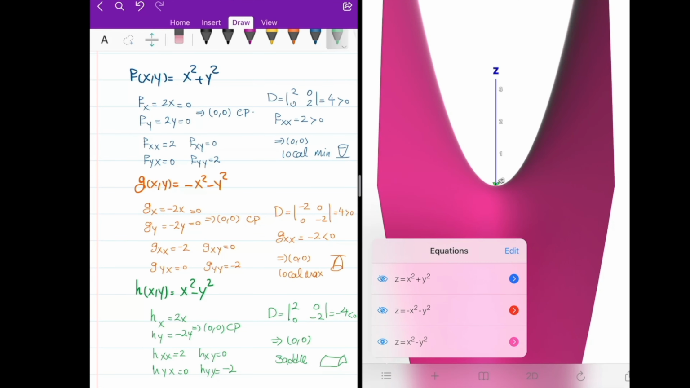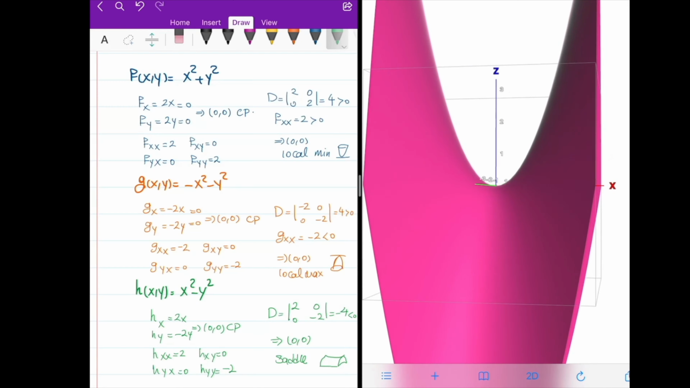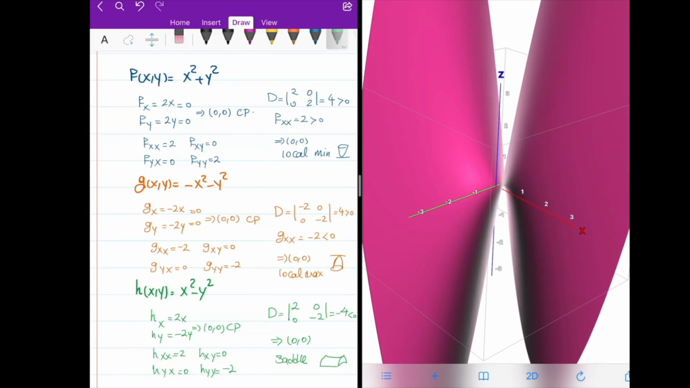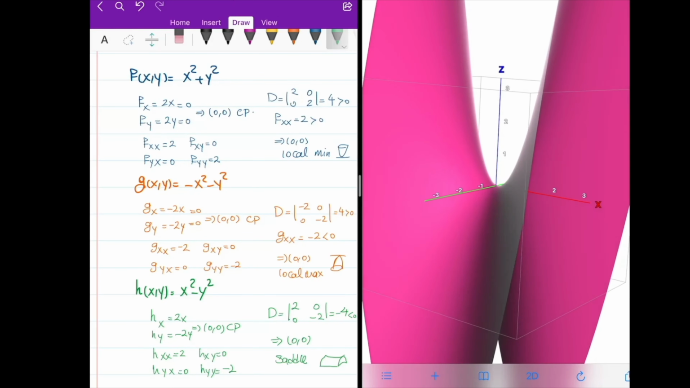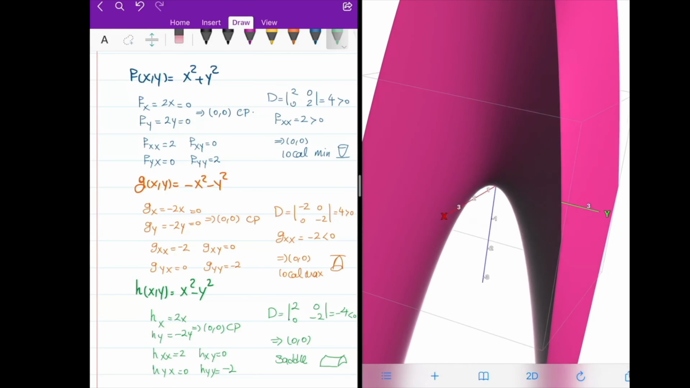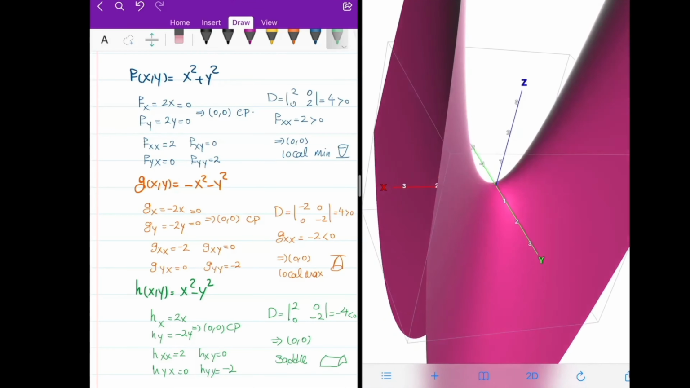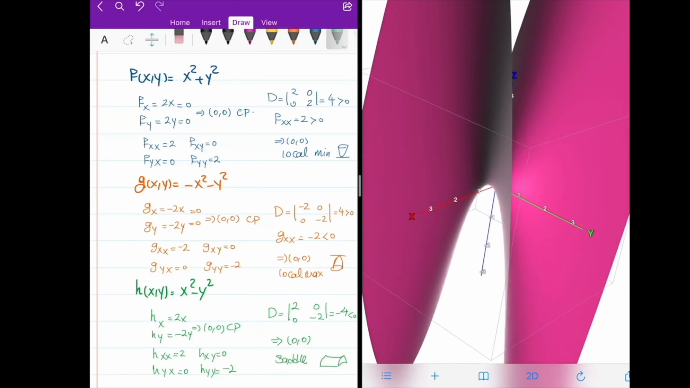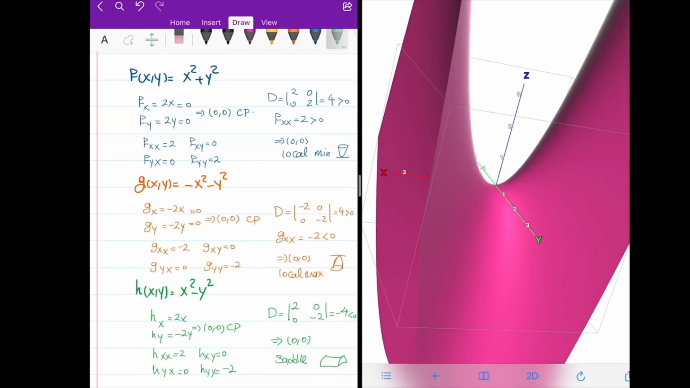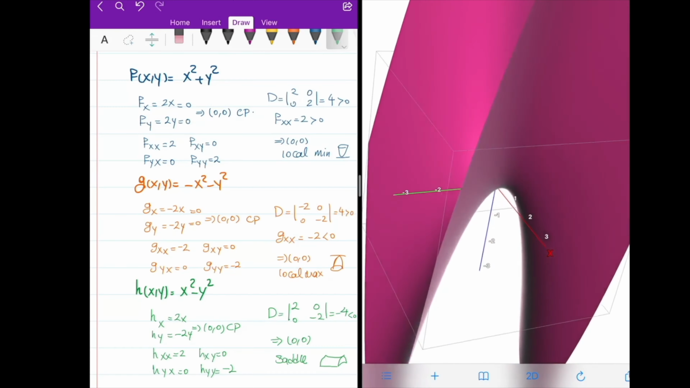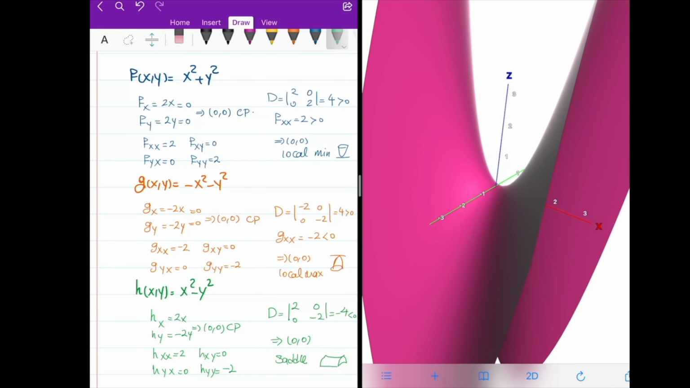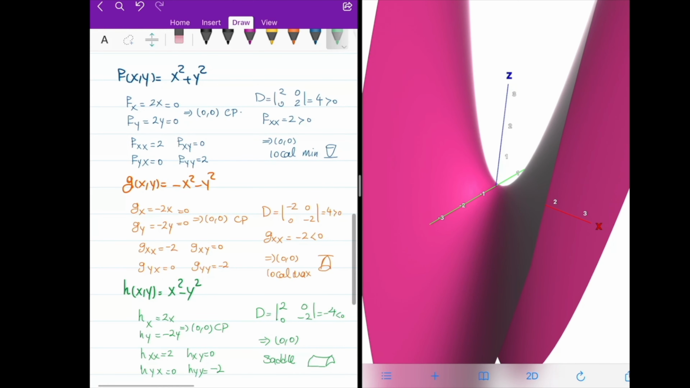Let's look at the graph. There you go. This is the shape of this graph, and as you see at the point (0, 0), in one direction it goes up, and in the other direction it's like an upside down parabola. Okay, so we get a saddle point at the point (0, 0). So this is how we use the second derivative test in a very simple example like this.